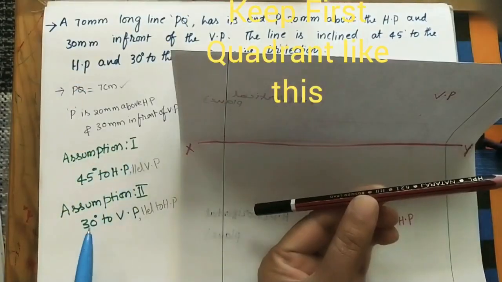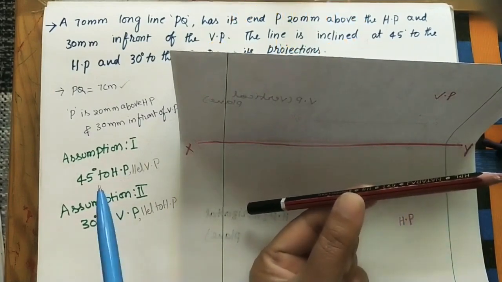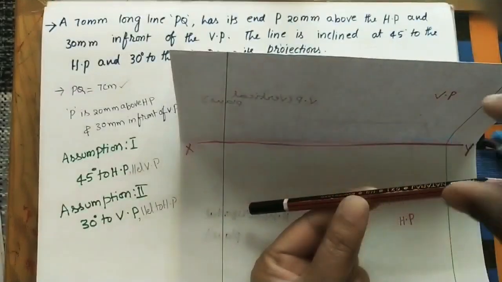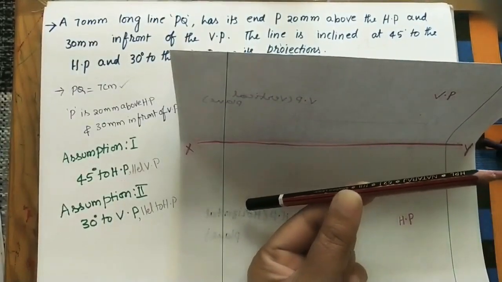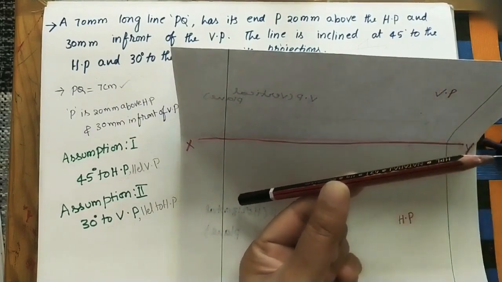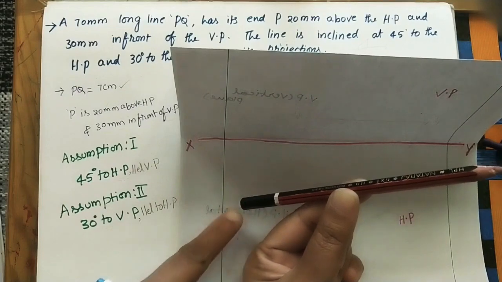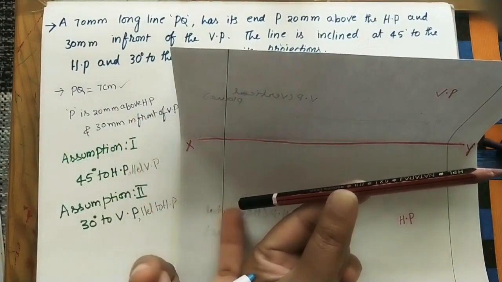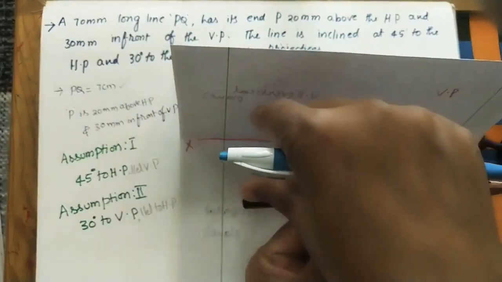According to the first assumption, this line makes an angle with the horizontal plane. It is 45 degrees and parallel to the vertical plane. The distance between the vertical plane and this line is constant. We need to do the front view as well as the top view. In the front view we can see the point P here. This point P is 20 mm above HP, so this gap is 20 mm, and 30 mm in front of VP. This gap is 30.